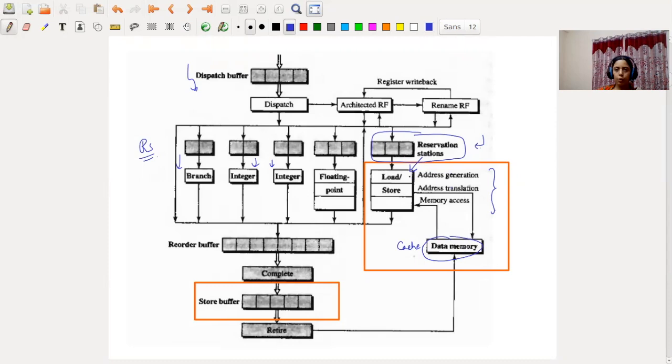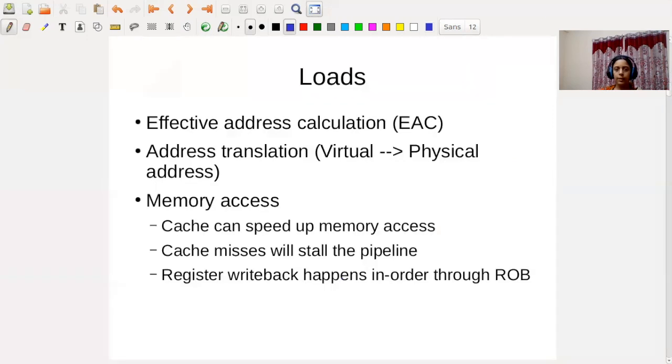And then the load stores have three steps. The first is called address generation, where you calculate the effective address. The next is address translation, which is usually only if you have virtual memory, which we will discuss later in the course. And then the last step is the memory access step. Then the rest of the concepts are similar. You have a reorder buffer here. There is an additional store buffer here, and I will describe what the store buffer is doing here.